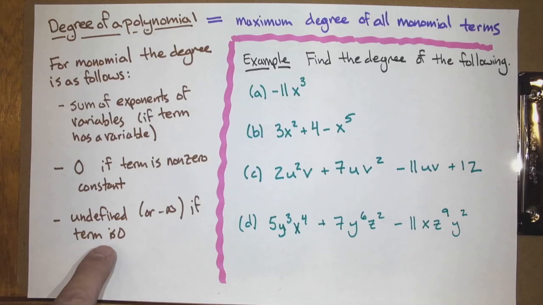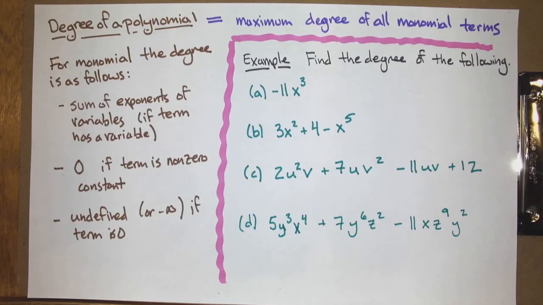If the constant is 0, so if I see the term 0, the textbook says it's undefined. Other textbooks will say the degree is minus infinity. That's a fun discussion to have. But we'll go with the textbook and say it's undefined. And that might seem strange, but there's a reason for that.